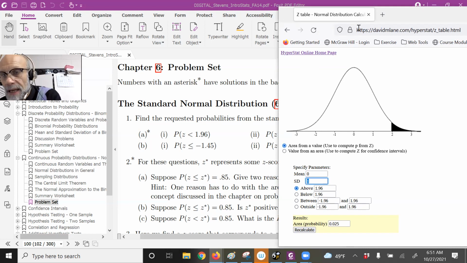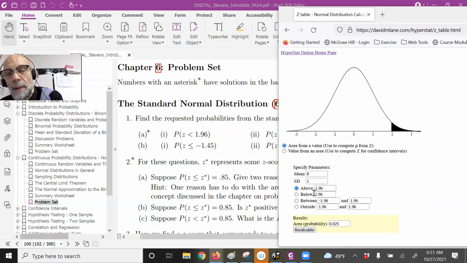So I'm at that DavidLane applet. You can click on that in the tools, or you can Google DavidLane normal, and this will pop up. You have to make sure you fix the mean. Make sure you have area from a value, because the area is a probability. You see that down there. So the mean is 0, the standard deviation is 1.